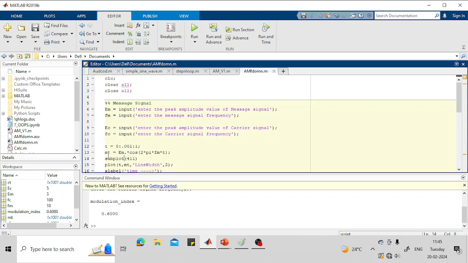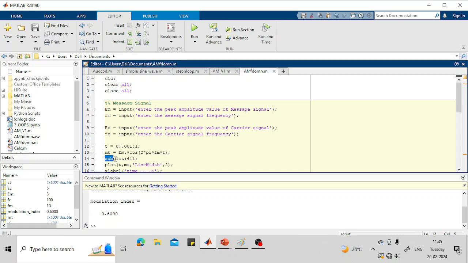Later on, let us observe here m(t), the message signal, which is given by the message amplitude, dot star is an array multiplication, cos 2 pi fm into t, message frequency into small t, which we have defined here.